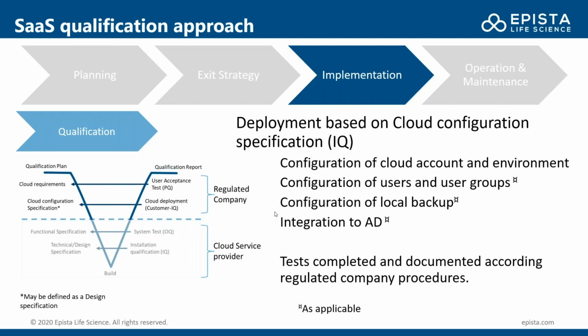Tests will be completed and documented according to regulated company procedures. But overall, this is what you can call a light IQ. The IQ, once completed, will form the basis for future baselines, because we don't have an extensive configuration item list. The configuration item list consists of the specific cloud account and environment configuration and integrations. So once the deployment is done, we come with the cloud requirements and what we can call a cloud compliance verification.